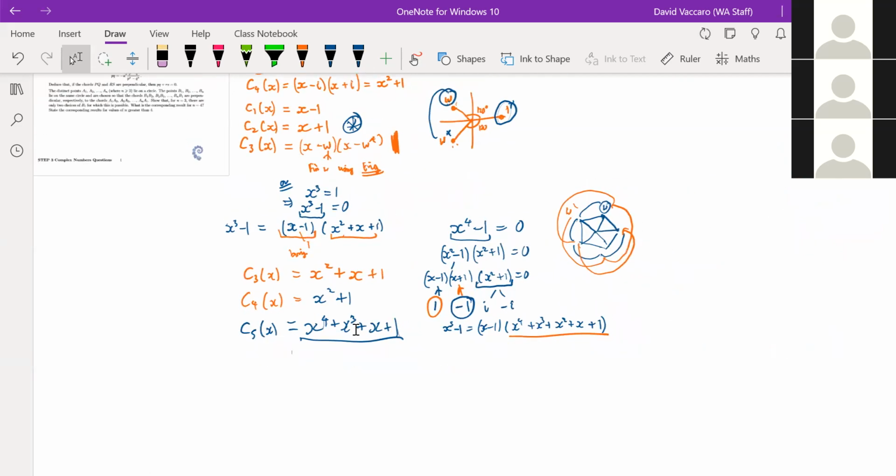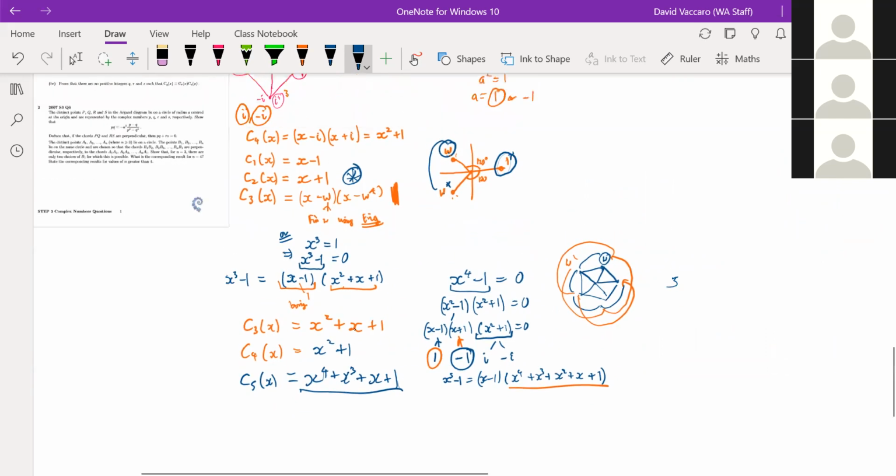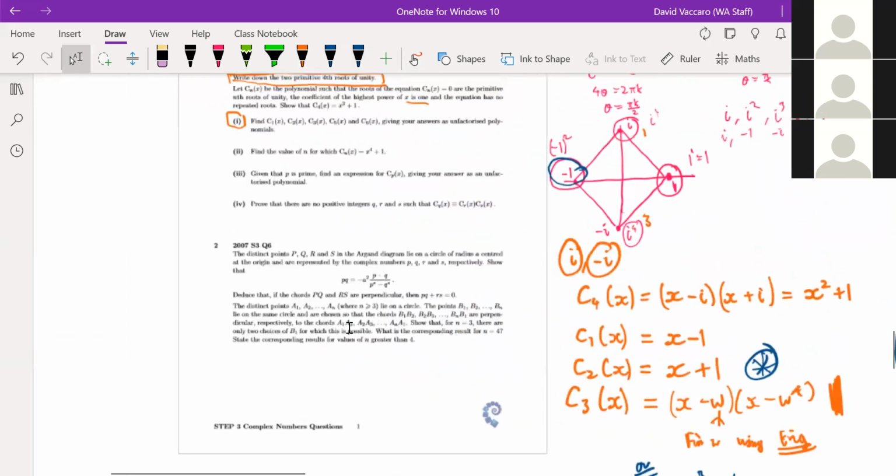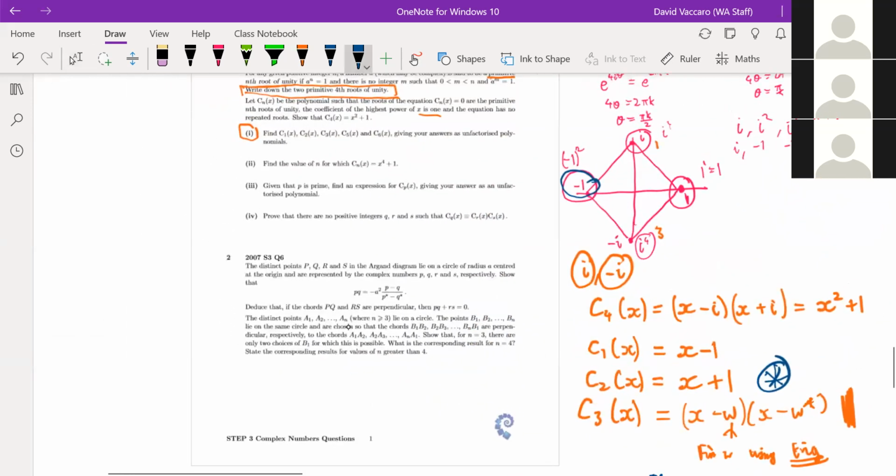Okay, and there's an observation that should be coming into your mind now, that the reason we got all primitive roots was because 5 is prime. With 4, the factors of 4, like 2, led to a non-primitive root. And so the next part of part I said find c of 6 of x.